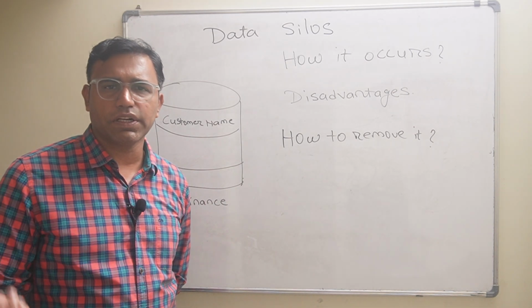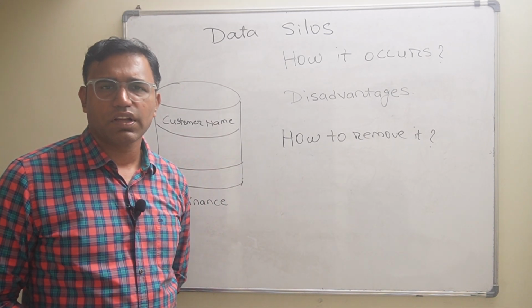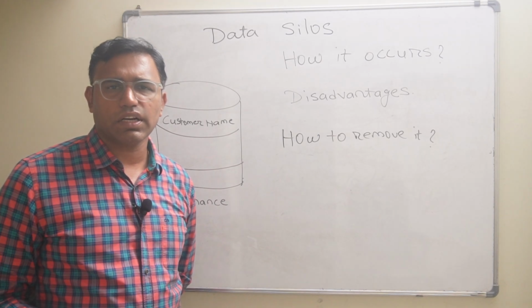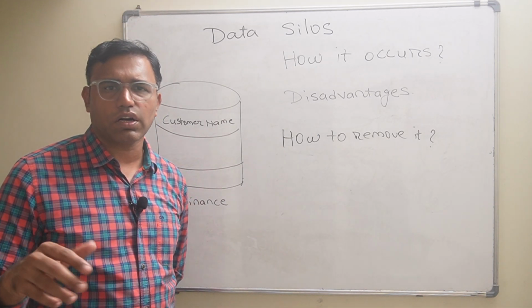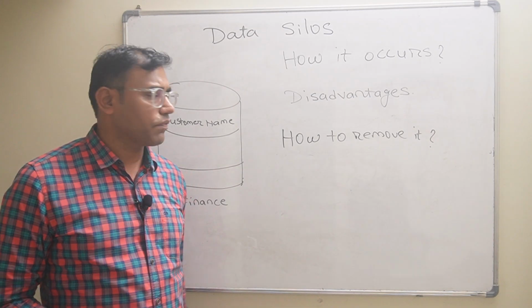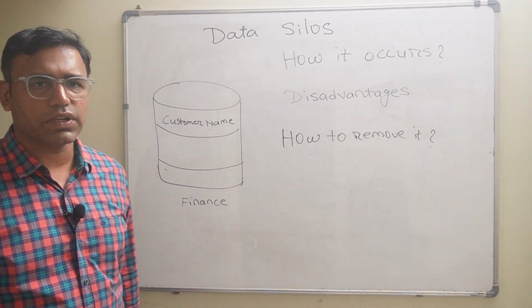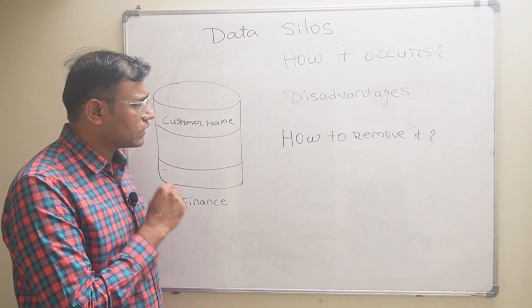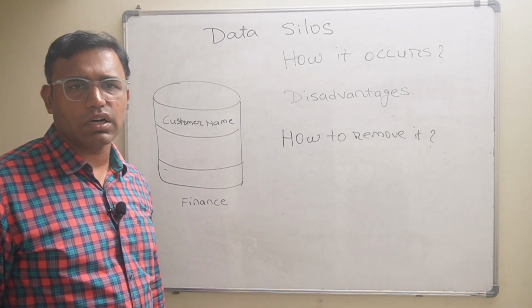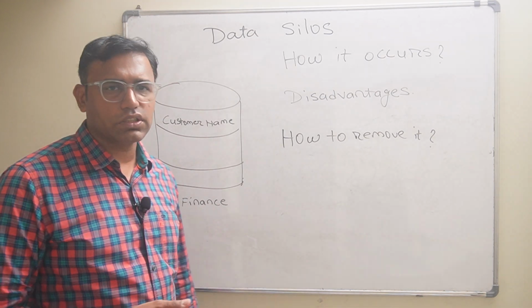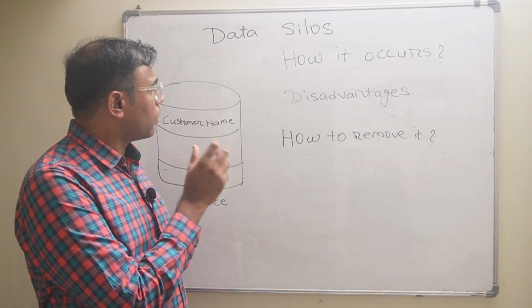Then there will be unnecessary repetition of the data, and that will waste resources. Ultimately you will require a lot of space to store that data. So these are the disadvantages of data silos. Then the next question is how to remove it, how we can prevent it. Prevention is always better than cure. So how do we remove it?